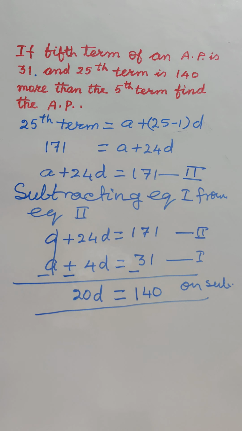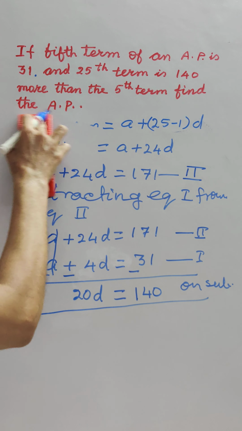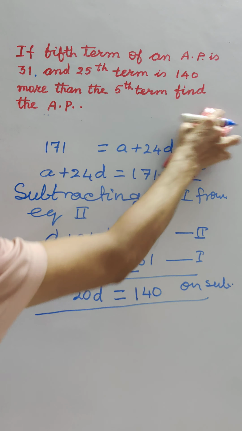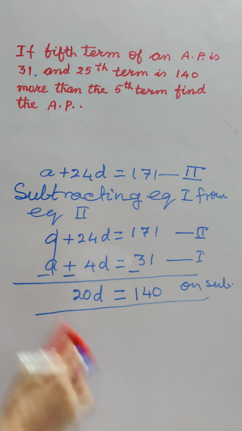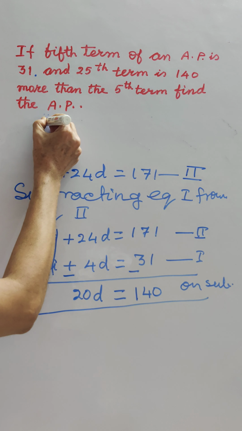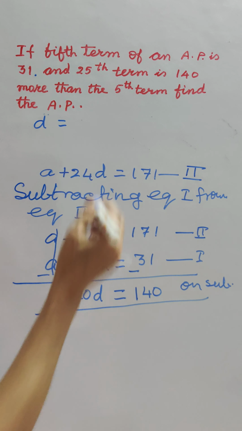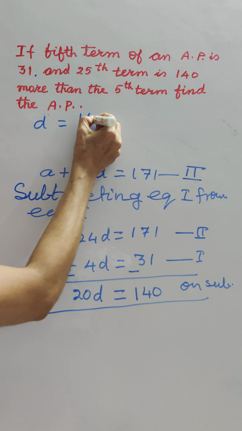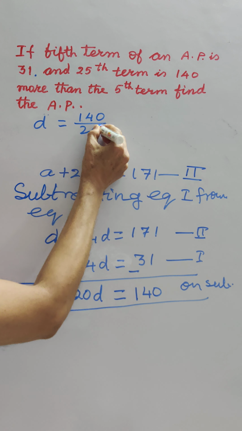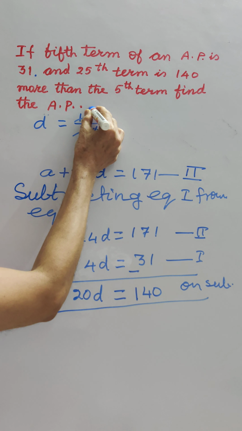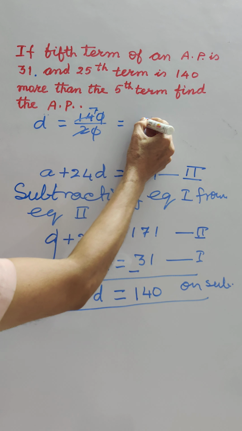And this way we can find d. d is equal to 140 upon 20. 0 cancels with this 0, 2 7s are 14. So d is this way 7.